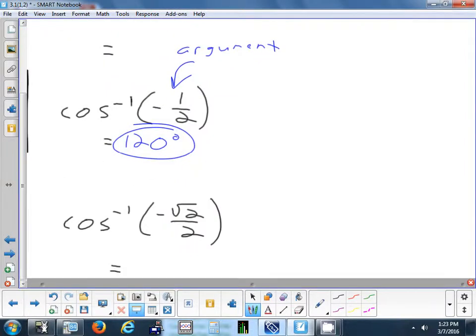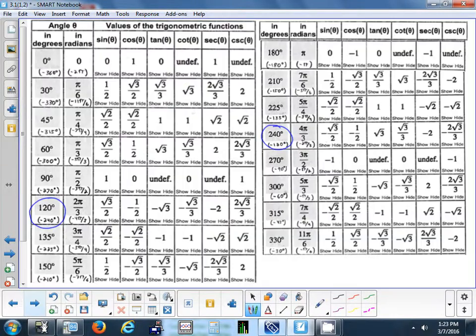Okay, how about inverse cosine negative root 2 over 2? I heard somebody say negative 135. Yeah, that is a choice. What else is a choice? 135. Which choice is correct this time? 135. Does everybody see why I'm not going to write negative 135 or 225? Yeah, not between 0 and 180.